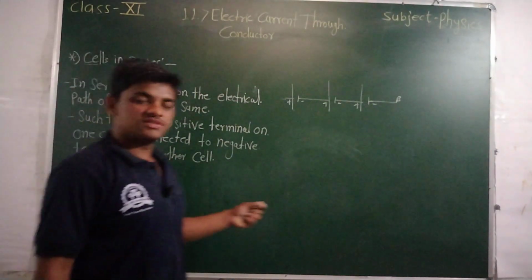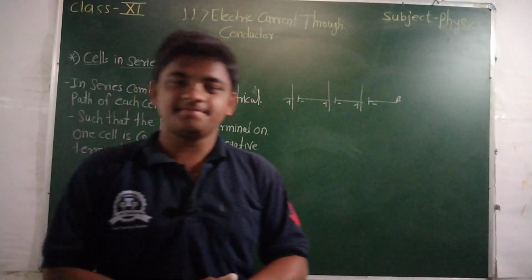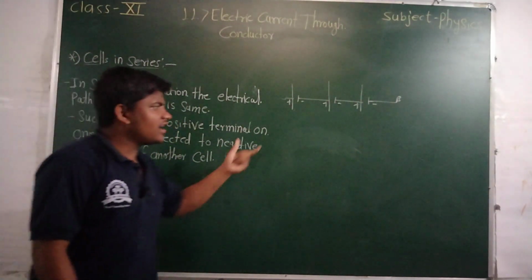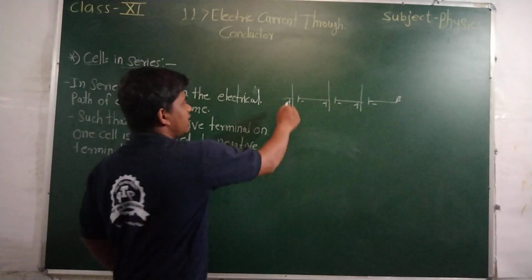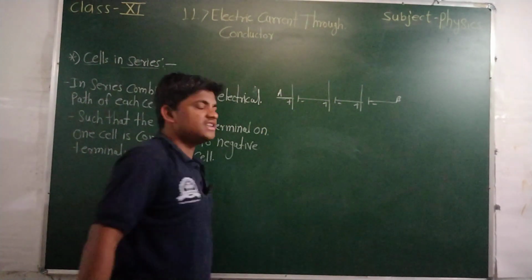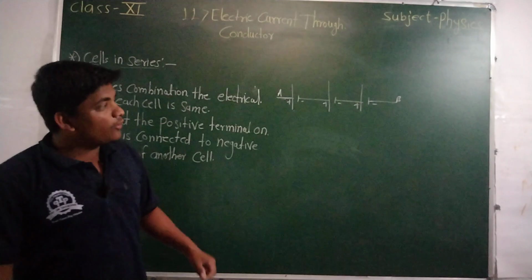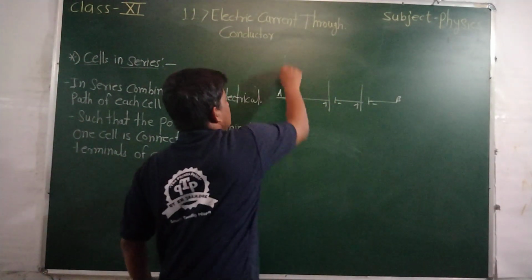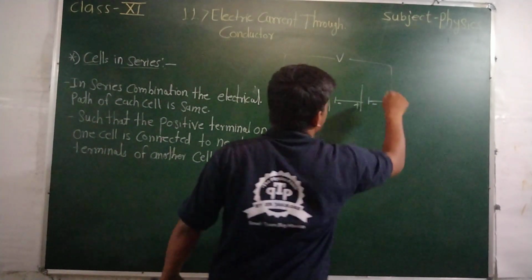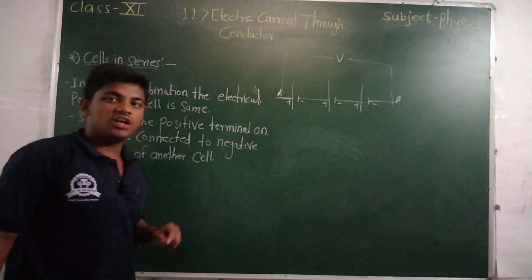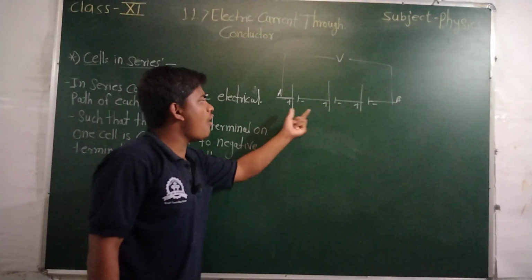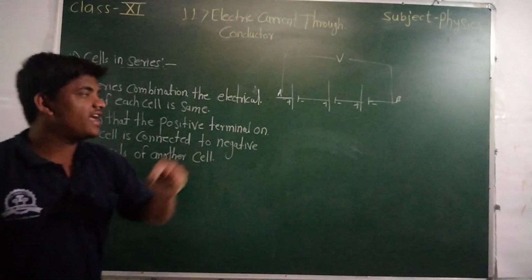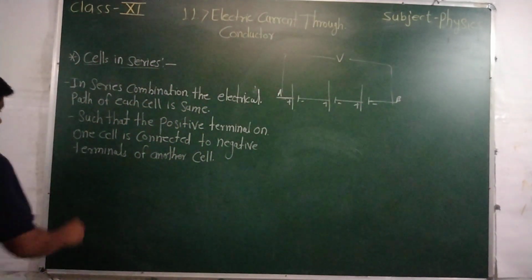This is a summary of what I gave as examples. The electrical current will be the same when we connect resistances or cells in series combination, but the potential difference is different. The terminal potential difference, this is the terminal potential difference V, is equal to the sum of the individual potential differences of each cell when they are connected in series combination.